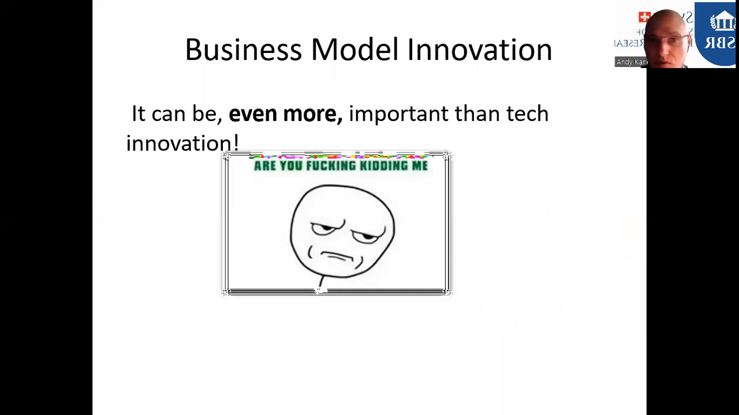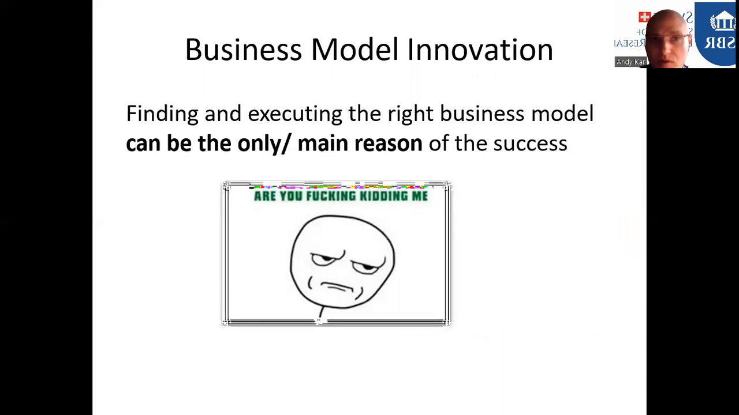It can be even more important than technology innovation. The business model innovation has to do with finding and executing the right business model, which can be the only or main reason for success. Why is that? Because finding the right business model that suits best what we want to achieve, our goals in our business, is the cornerstone upon which we need to base our whole business. The wrong business model can lead us to failure.